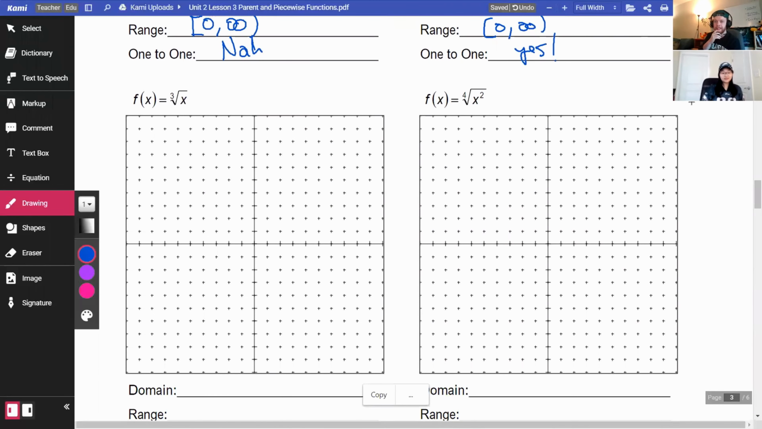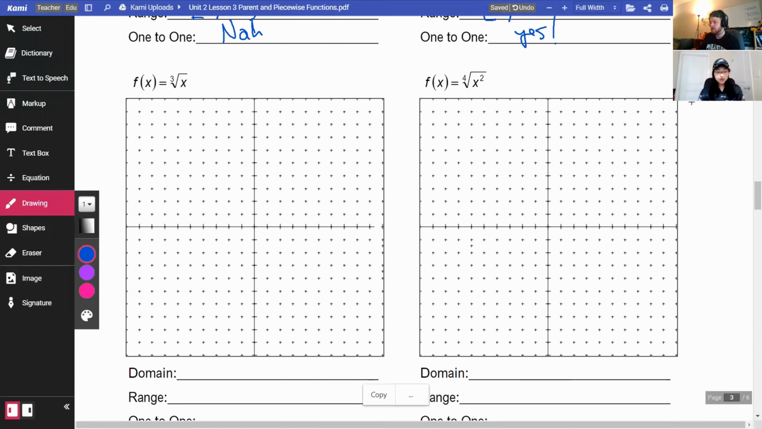Ooh. Give me some points. We've got the cubic root. 0, 0. 1, 1. Negative 1, negative 1. Oh, okay, so this is about to be this? Maybe not. Because what if we plug in a perfect cube like 8? We plug in 8, and we get out 2. And then we're going to get a negative number.